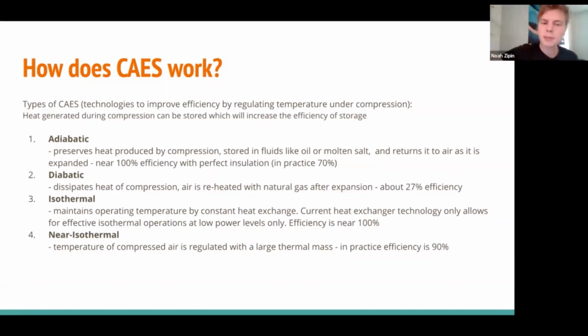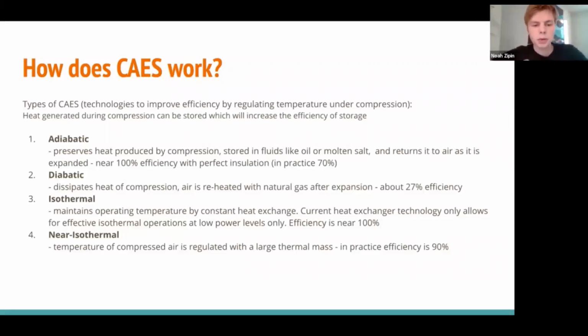So there are four types. The first is adiabatic, in which the heat is preserved in some sort of fluid, like oil or molten salt, which have a very low thermal conductivity. And it returns that heat that's stored in, say, the molten salt as the air is expanded to improve the efficiency, increase the velocity of the air, and run that turbine. Diabatic is the opposite of this method, in which, well, not necessarily the opposite, but the heat is dissipated. It's not stored by means of any material like oil or molten salt. And then the air is reheated after expansion, so after it leaves that compressed state, by a source like natural gas, which is obviously non-renewable. So that leads to an energy efficiency of about 27%.